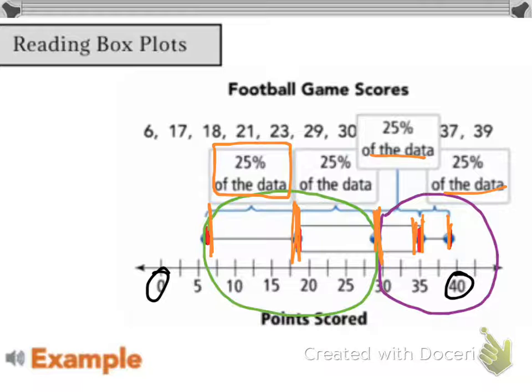So if you look at this, you can see that, as I was saying before, the upper 50% is a lot closer together. So most of our scores, or half of our scores, are kind of bunched together here. There's not a huge variability there.